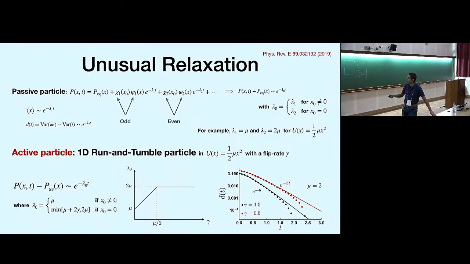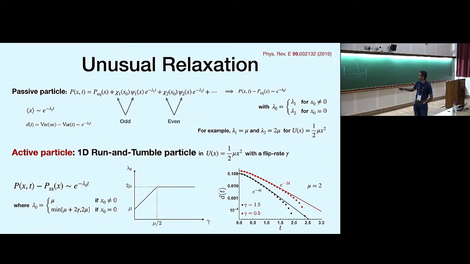So if you look at the relaxation now, it is lambda 0. This is in a harmonic potential. If you look at x0 not equal to 0, it's more or less like the passive particle. But if you start with the origin, you can characterize the relaxation by the variance, and you see that this lambda 0 is basically given by the minimum of mu plus 2 gamma d. So initially it changes with gamma, the activity parameter, and then finally it fixes to the passive limit, because gamma going to infinity is the passive limit, right? But you see this unusual relaxation for the active particle.